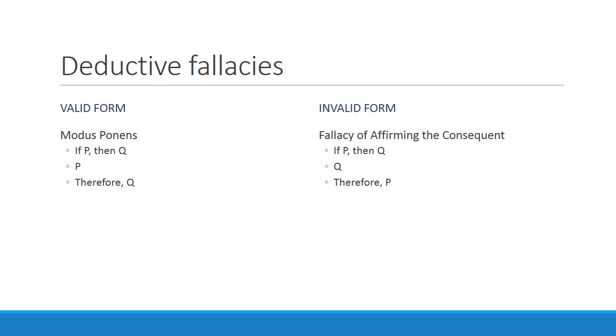The invalid form makes the mistake of affirming the wrong half of the if-then statement. It affirms the consequent. Let's listen to it with our example about poison. If you eat the poison, then you will be ill. You are ill. Therefore, you must have eaten the poison.